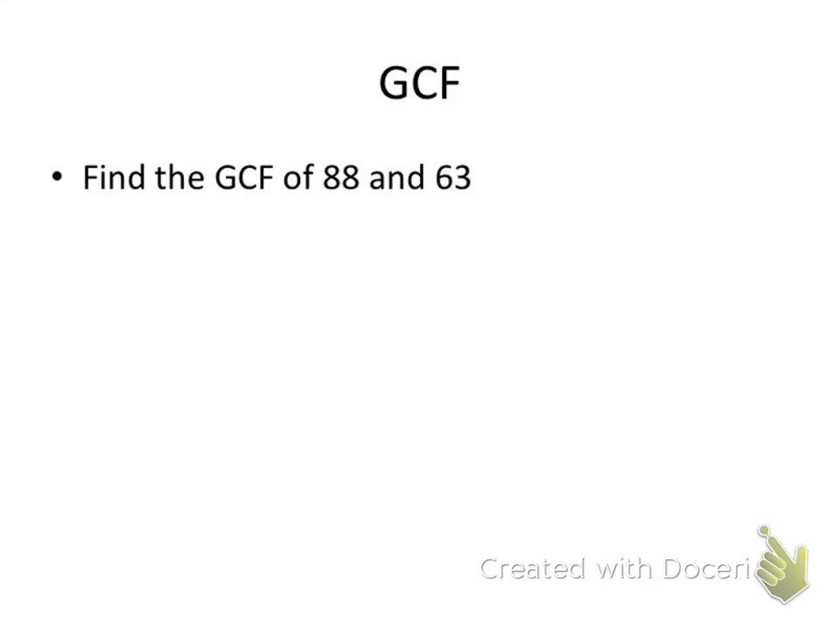Let's try these 2, same method. We want to put them side by side, and then I'm going to start doing some divisibility rules. I look at 88, it's even, but 63 is not. I add up 8 plus 8, and I get 16, not divisible by 3. 88 is divisible by 4, right? But 63 is not.